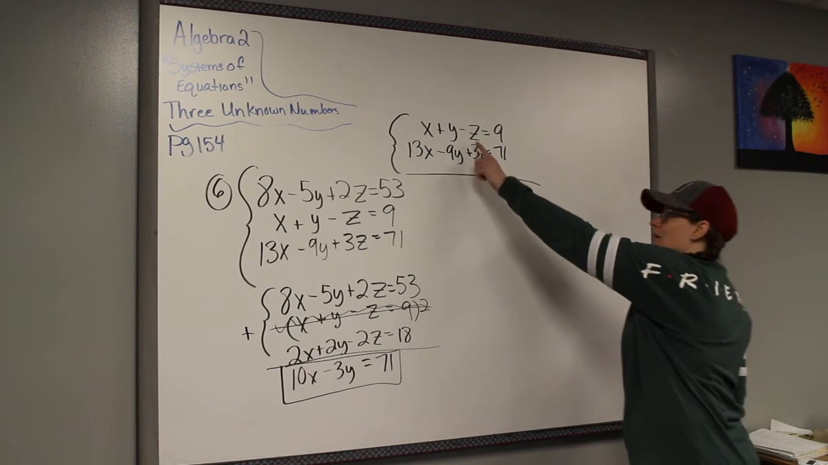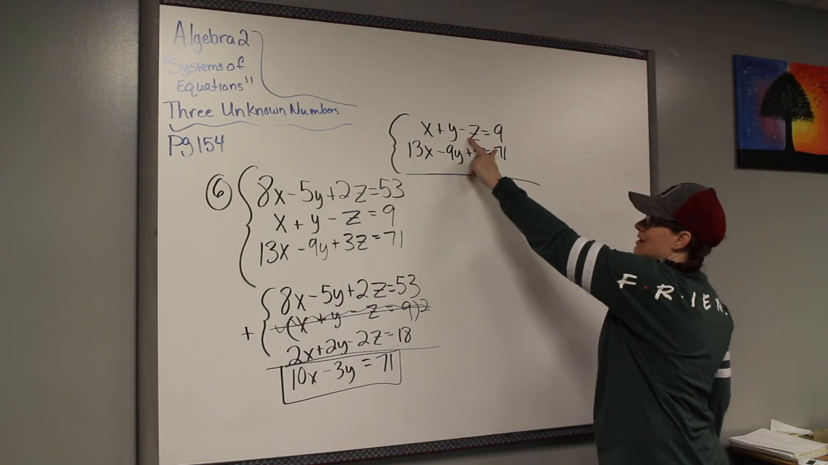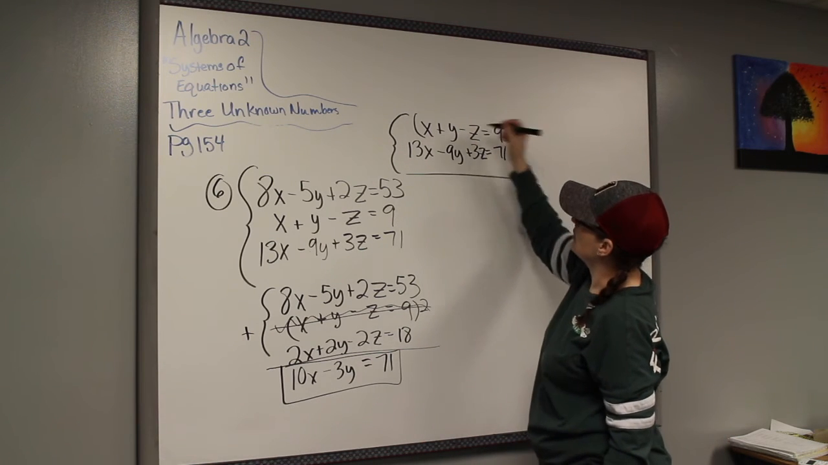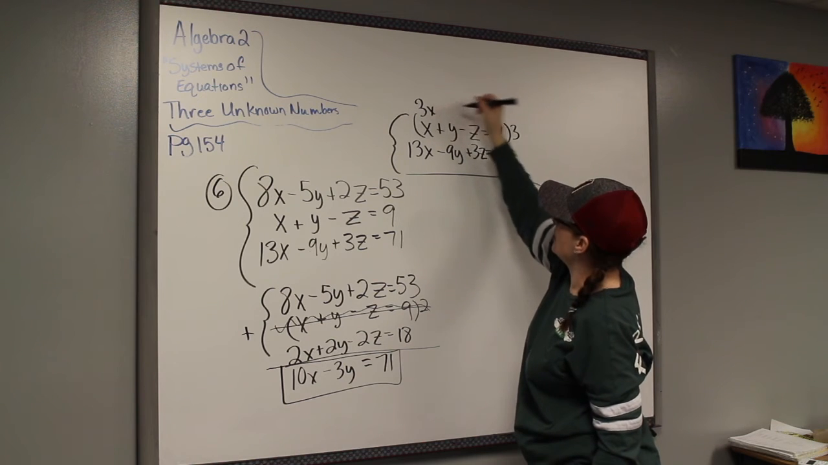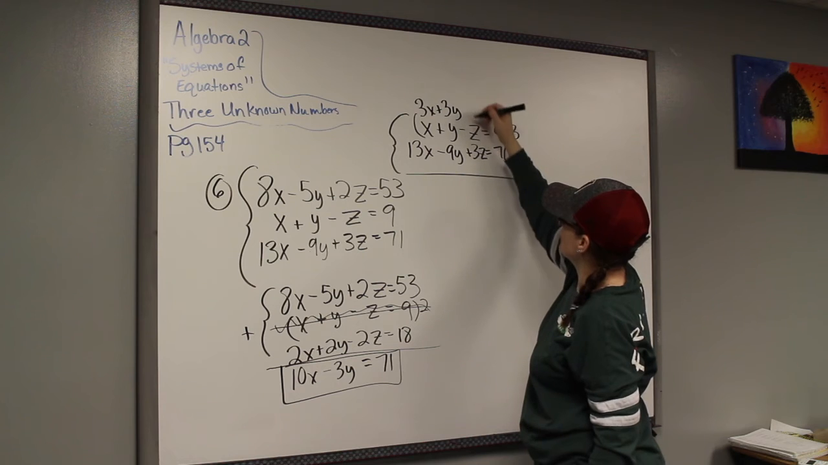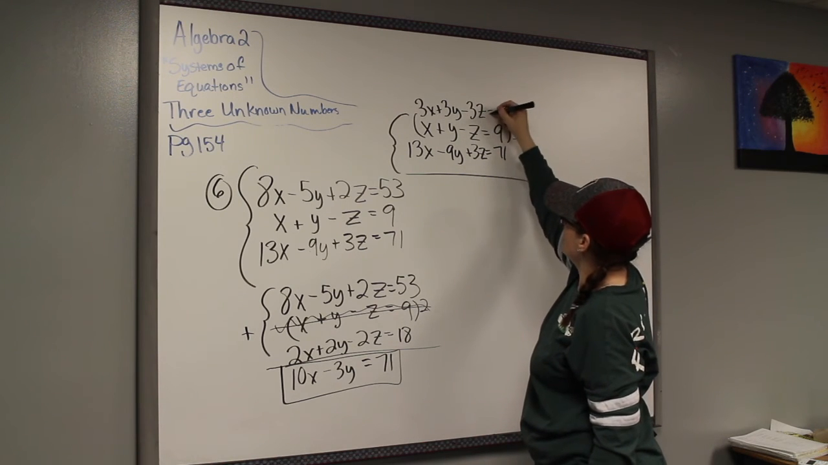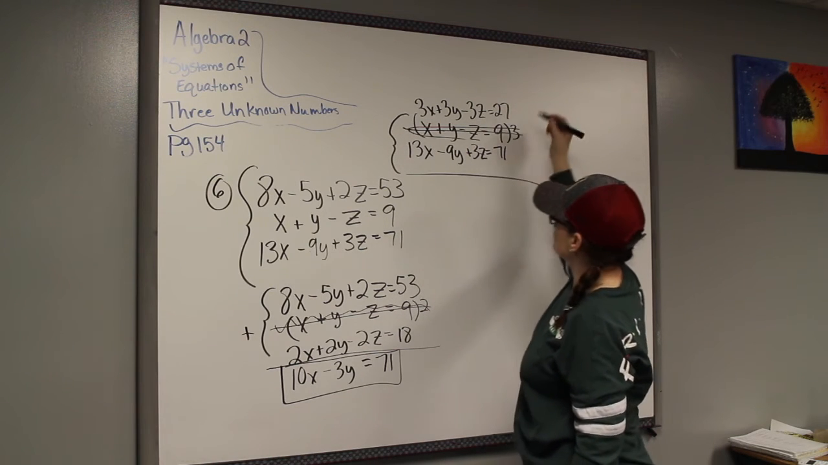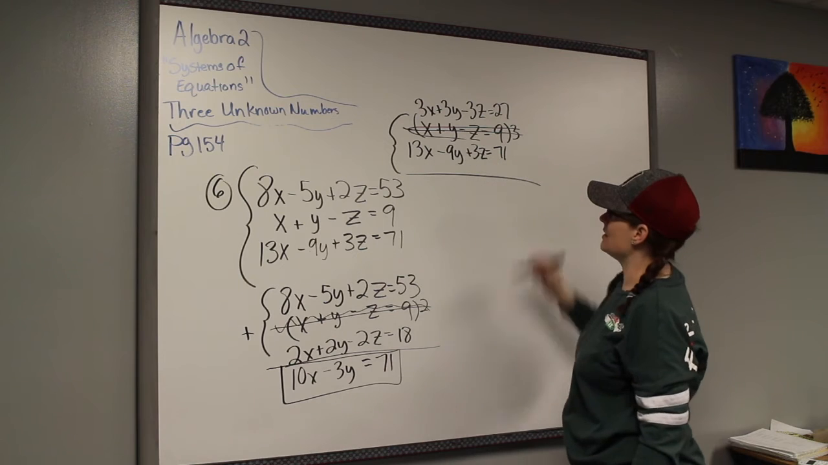Alright, z is what I'm focused on, so if this one is a 3, I need this one to be a 3, so I need to multiply this whole top by 3. 3 times x is going to give me 3x. 3 times y is going to give me 3y. 3 times negative z is going to give me negative 3z. 3 times 9 is going to give me 27. Okay? So now we're looking at this equation and this one.